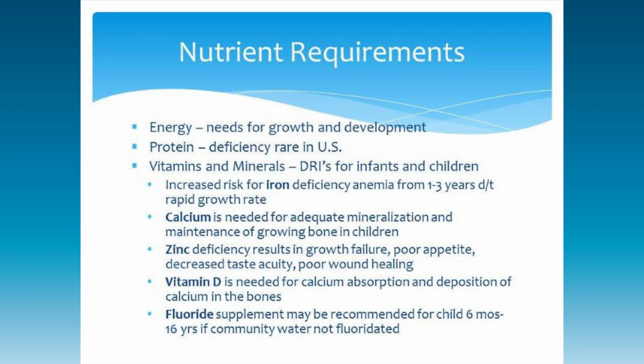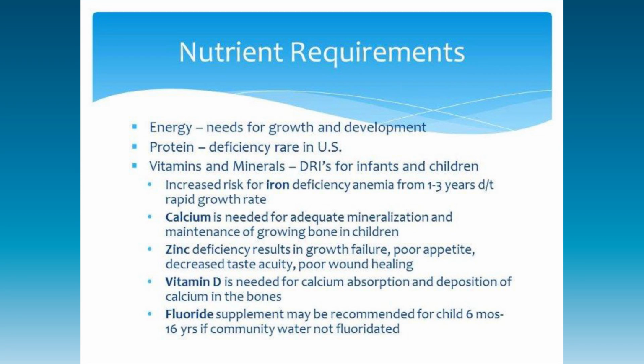For this age group, there's a few vitamins and minerals that we do want to pay attention to, but they have their own DRIs for infants and children. They do have an increased risk for iron deficiency anemia from 1 to 3 years, and that's just because that's when they're growing the most rapidly.